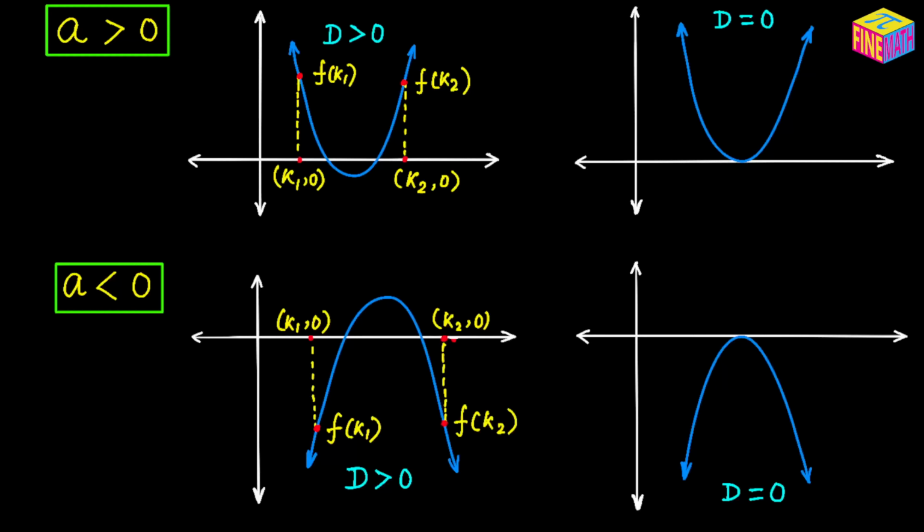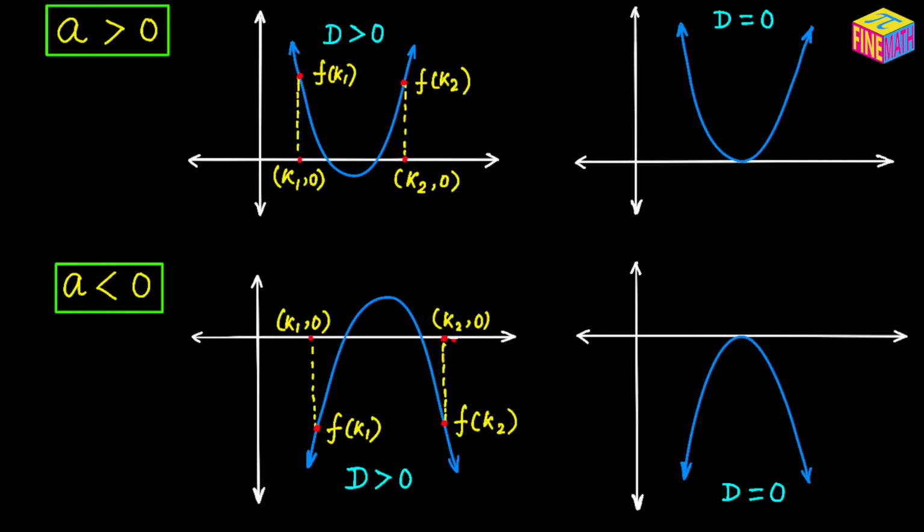So now in this case, you see that both f of k sub 1 and f of k sub 2 are negative because they are actually below the x-axis, right? So they are negative values. Now if you think about it, when the leading coefficient is positive, f of k sub 1 and f of k sub 2 both are positive. And when the leading coefficient is negative, then f of k sub 1 and f of k sub 2 both are negative.